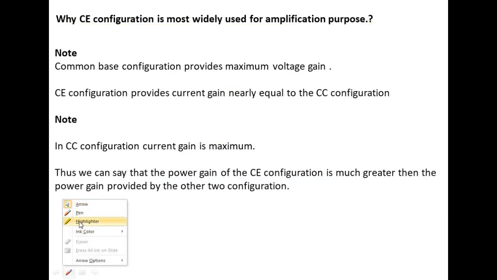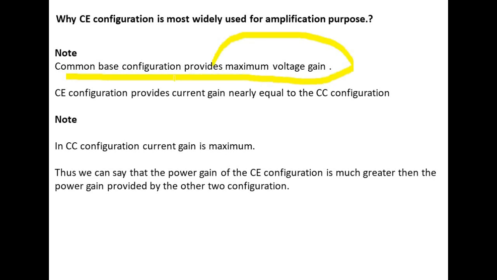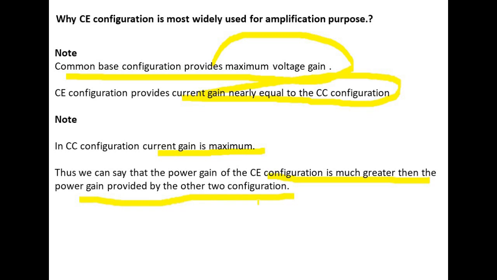So we see that common base configuration provides maximum voltage gain and common emitter configuration provides current gain nearly equal to the common collector configuration. In common collector configuration, current gain is maximum. Thus we can say that power gain of the common emitter configuration is much greater than the power gain provided by the other 2 configurations. This is the reason that common emitter configuration is most widely used for amplification purpose.